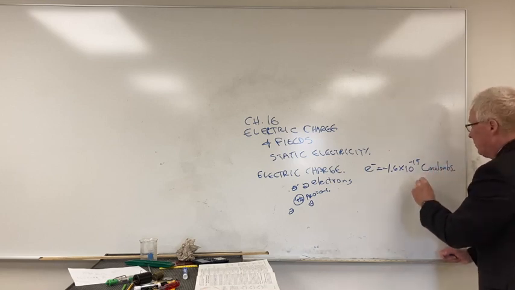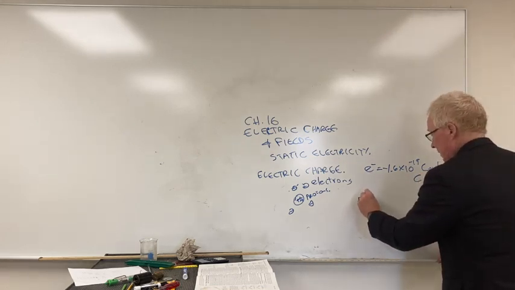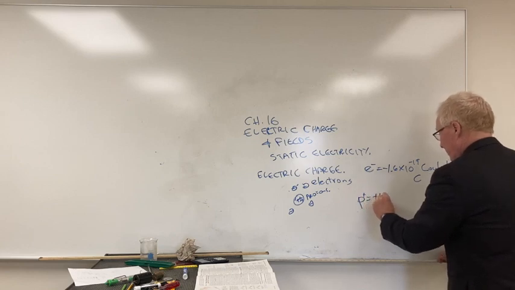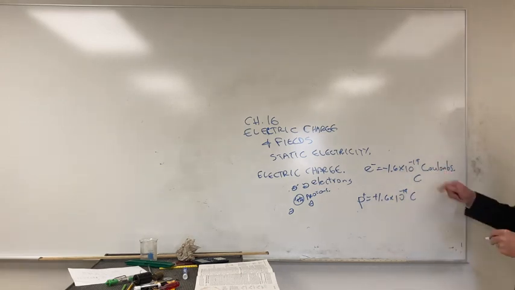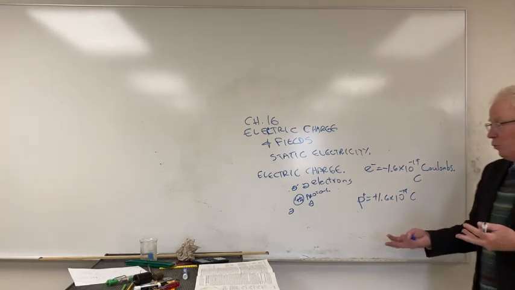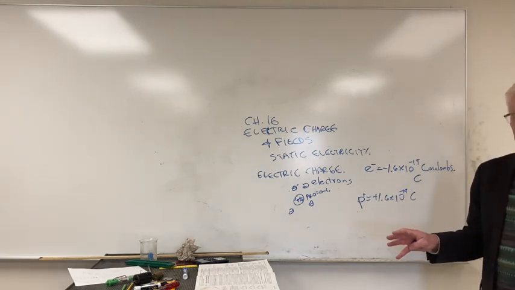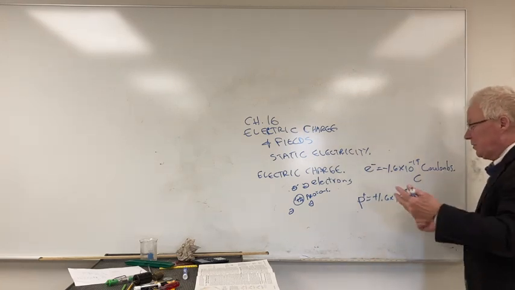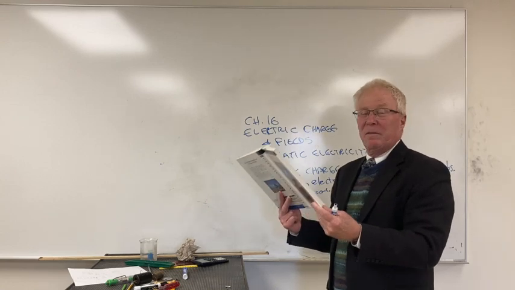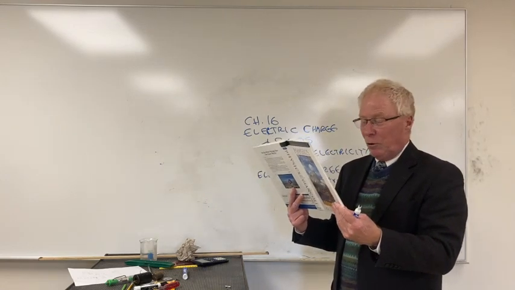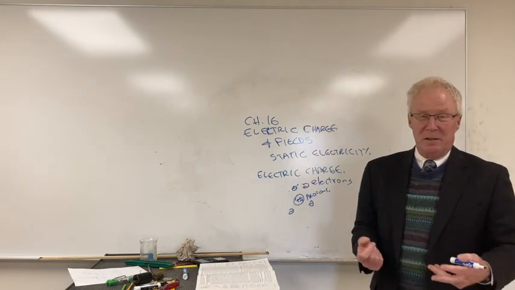Coulombs is the unit of charge, and we use capital C. For the proton, it's plus 1.6 times 10 to the minus 19 coulombs. So they're equal and opposite charges. Any neutral atom has exactly 0 net charge. Any substance like this book is made up of many, many electrons and protons, but they all average out so that the net charge of the object is 0.